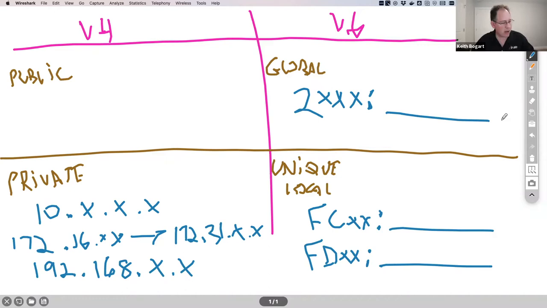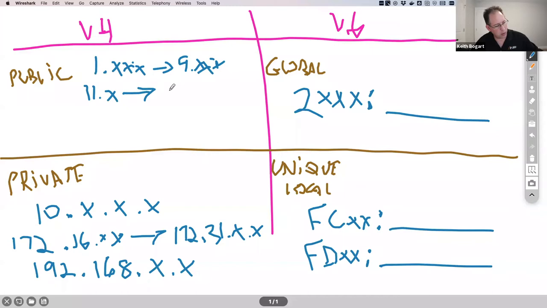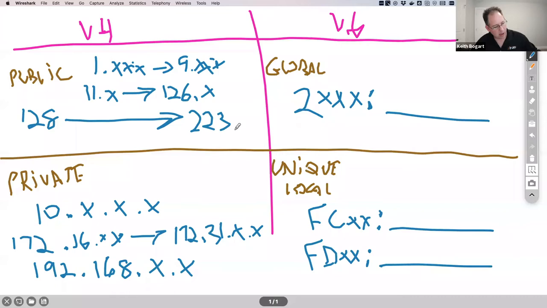IPv4, it's a little bit tougher to spot those. So with IPv4, there's actually a lot. So anything beginning with 1 dot anything through 9 dot anything. And then, of course, we can't include the tens, right? So then that would take us up through 11 dot anything through 126 dot anything. We skip 127 and now we go to 128. And I'll just, to make it simple, go up to 223 dot anything. There's still a handful in the middle here that you can't use.